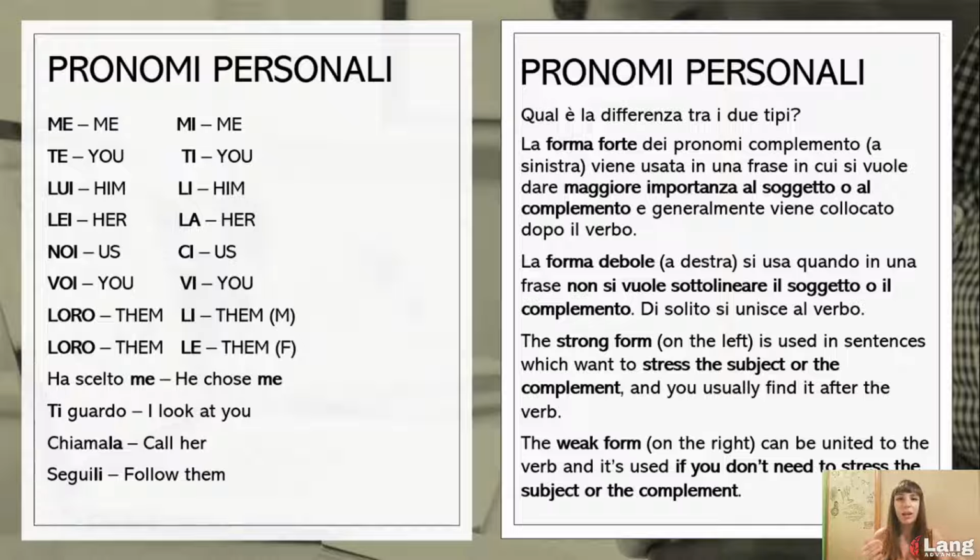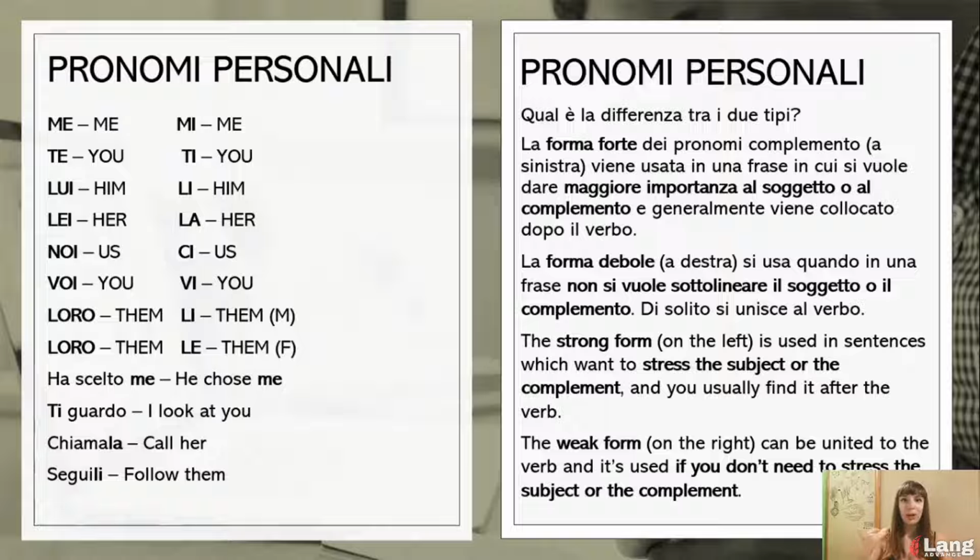Okay, again, if I want to say that he chose me, and I'm fighting with you to say that he chose me, not you, I will say ha scelto me. Me, I'm the chosen one. Okay, but I can also say lui mi ha scelto using the weak form. Ti guardo, I look at you, but I can also say guardo te.